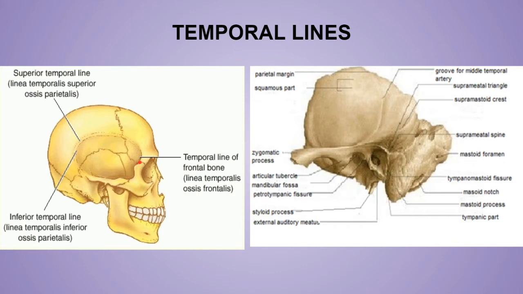Now this is the temporal line. First of all, let me tell you some of the things in this. First of all, this is the external acoustic meatus. The opening of your ear is the external acoustic meatus. Right, now this is the zygomatic arch. This is the zygoma or the zygomatic arch. We'll talk about this further in this video.